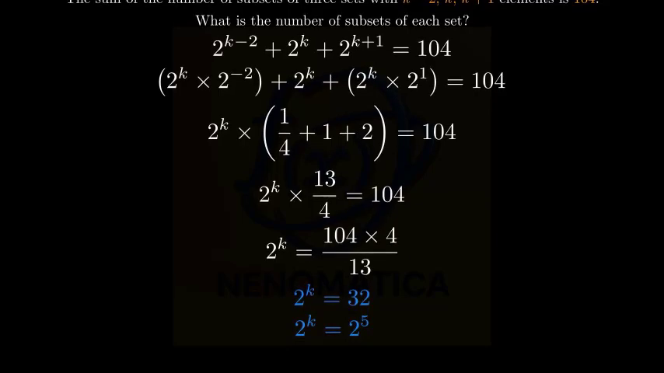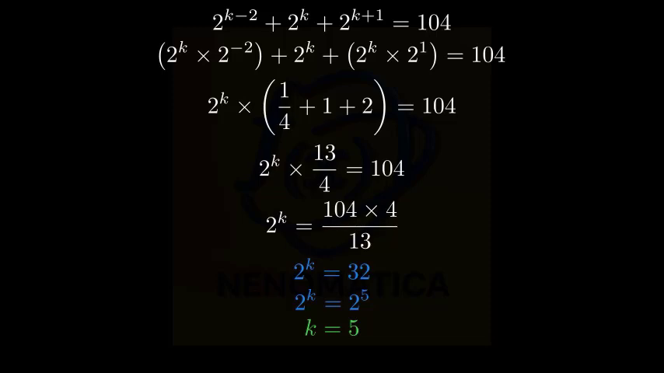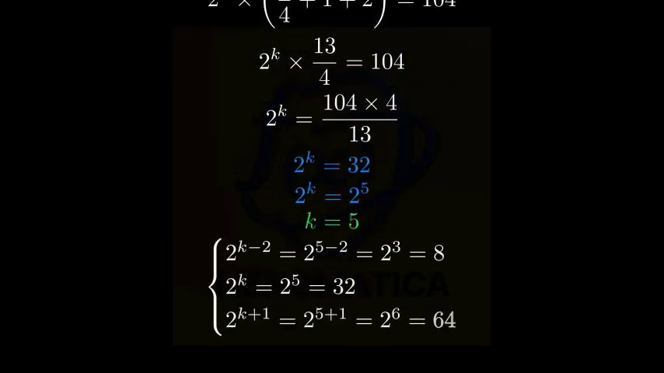Since 2 to the power of k equals 32, and 32 equals 2 to the power of 5, we can write 2 to the power of k equals 2 to the power of 5. By comparing the exponents, we can conclude that k equals 5. Now that we know k equals 5, we can find the number of subsets for each set.